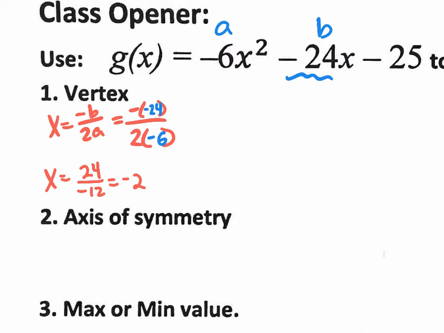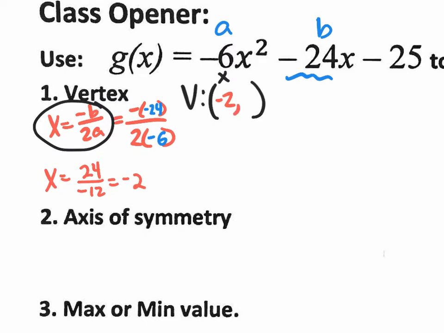Now, the vertex formula reads x equals negative b over 2a. That means that it only provides you the x value of your vertex. So your vertex is a coordinate. Your x value is the negative 2 that we just found using the formula. Now, whenever you have the x and you want the y, all you have to do is plug in the x to find the y.